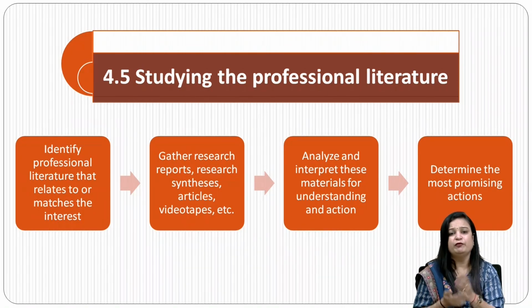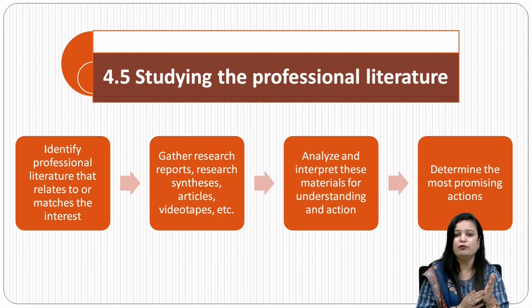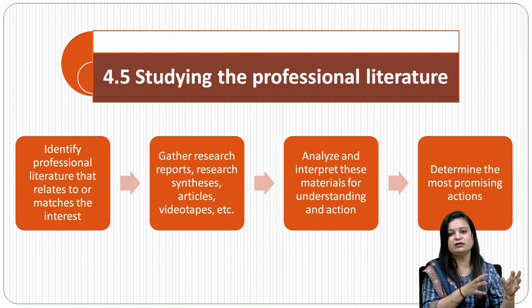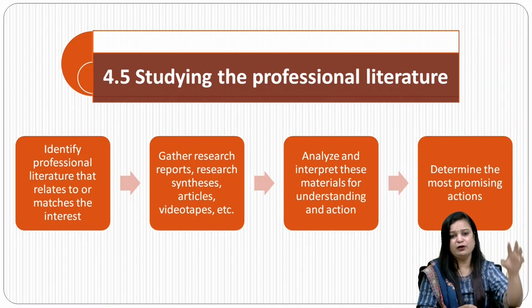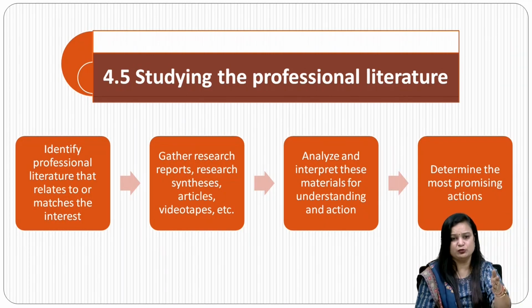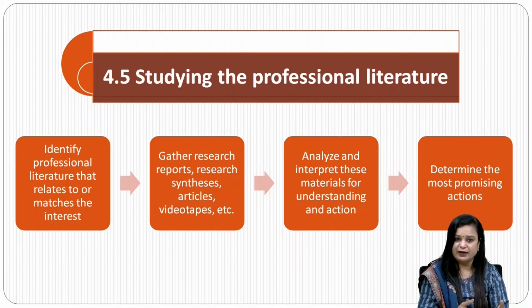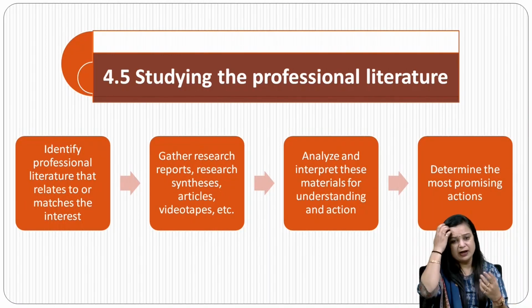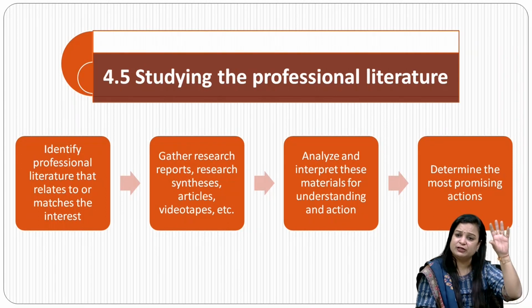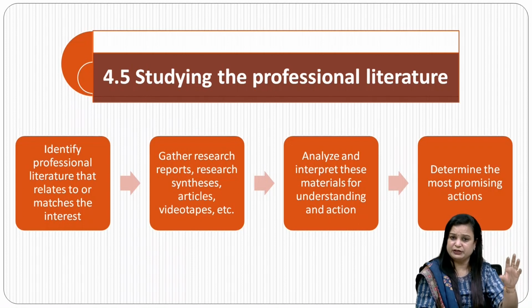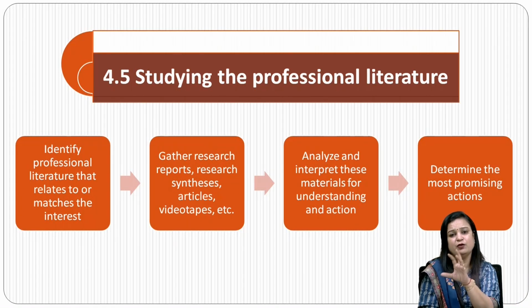So the literature is to be reviewed, and then your research is to be done. For studying the professional literature, what steps are to be followed? First, identify professional literature that relates and matches to the interest area of your research. You have to identify what kind of research you are planning to do. Are such researches done earlier in different areas, in a different place, country, or city? So first you have to find the professional literature which matches the interest area of your research study.